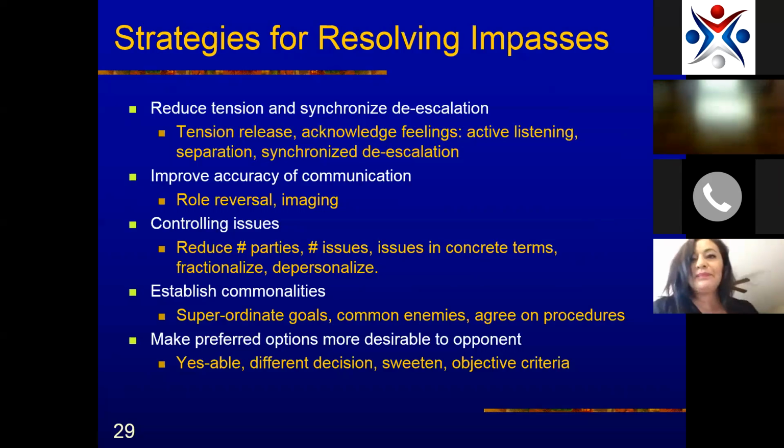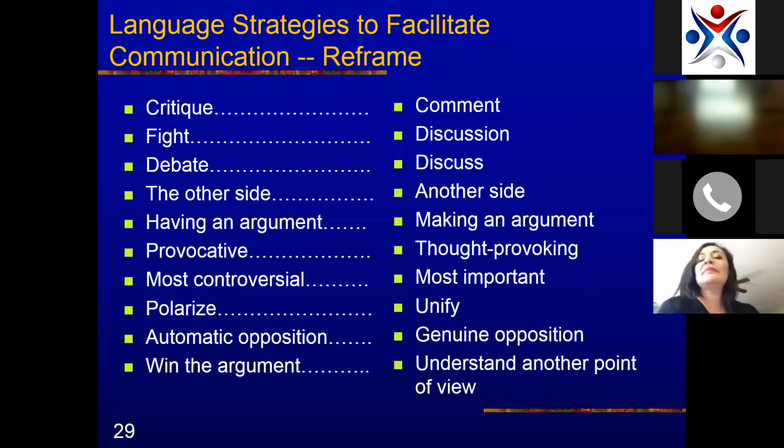Slide 30. These are just some language strategies to make communication a little bit easier. Instead of critiquing someone, comment. It's not a fight, it's a discussion. Instead of having an argument, make an argument. And don't look at the other side, it's another side. And instead of winning the argument, understand another point of view. Just a way to reframe things.